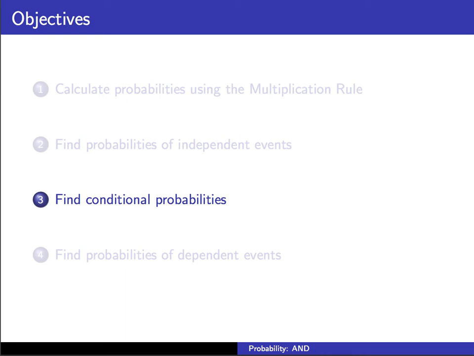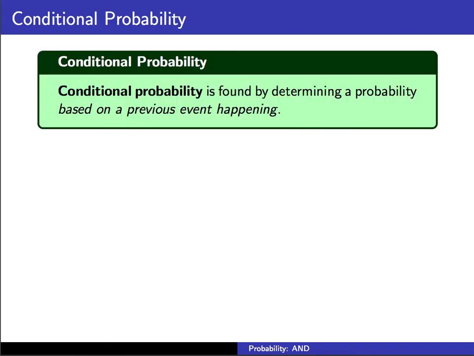Alright, in this video we're going to take a look at finding conditional probabilities. So, what are those? Well, conditional probability is found by determining the probability based on a previous event happening. In our last couple videos we looked at using the multiplication rule and independent events. In this video we're going to take a look at determining conditional probability, which is based on one event already happening, or out of a certain given total already.